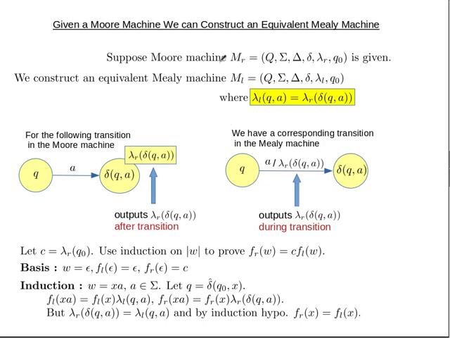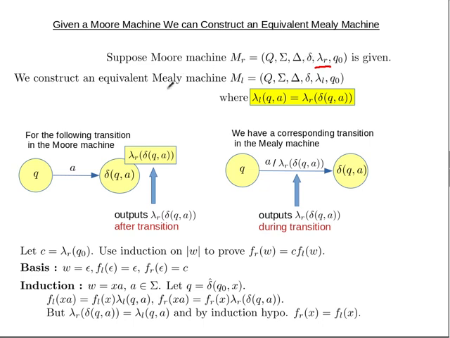So suppose you are given a Moore machine. This MR is a Moore machine. You have the associated lambda r, and this lambda r is mapping Q to delta.